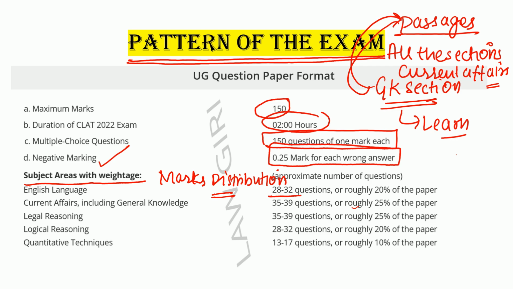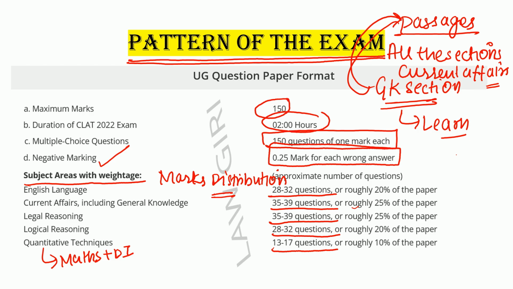English language, 28 to 32 questions are going to be there. Current affairs, 35 to 39 questions. Legal reasoning, 35 to 39 questions. Logical reasoning, 28 to 32 questions. Quantitative techniques is 13 to 17 questions. Now quantitative techniques is your maths and data interpretation, right? So that is clear. Please make notes.